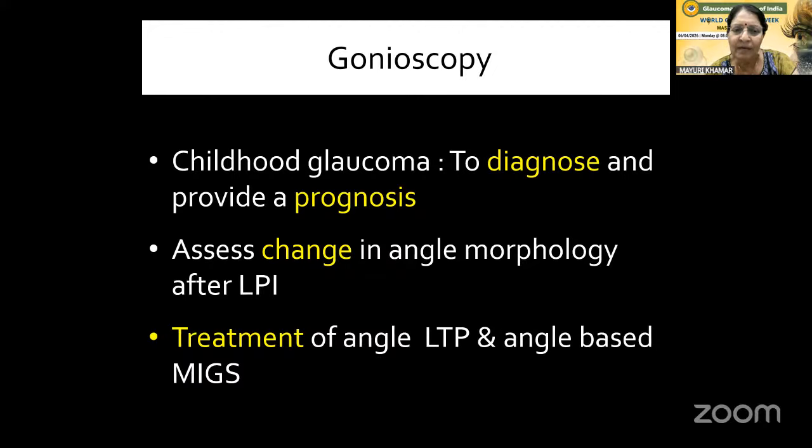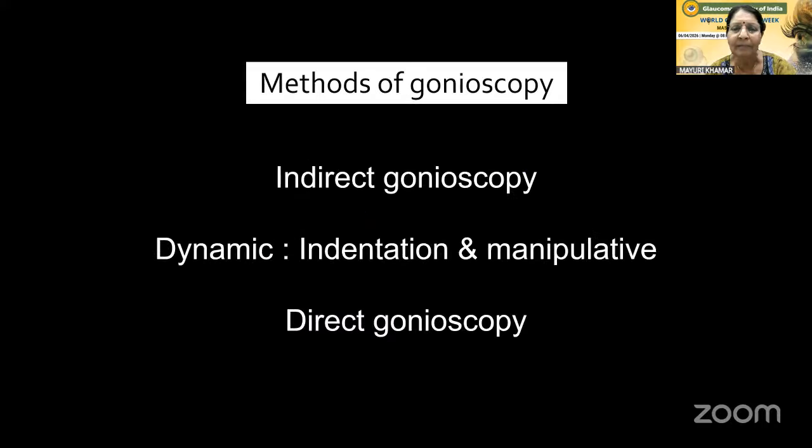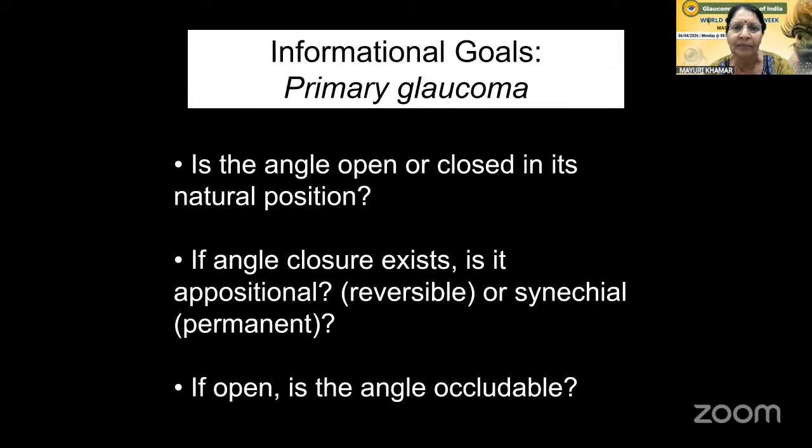It also helps in assessing the change in the angle morphology after procedures like LPI. And the knowledge of good gonioscopy is a must when you want to treat the angle in the form of laser trabeculoplasty or you want to do angle-based MIGS. Now, there are various methods of doing gonioscopy: indirect gonioscopy, which can be dynamic gonioscopy in the form of indentation or manipulative gonioscopy, and direct gonioscopy, which is useful while performing surgery.